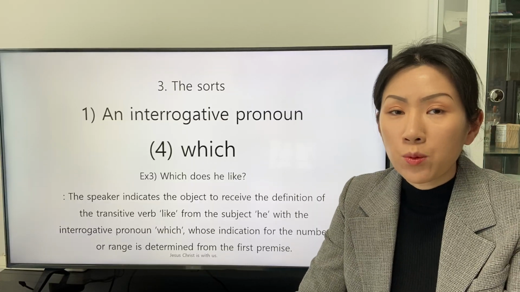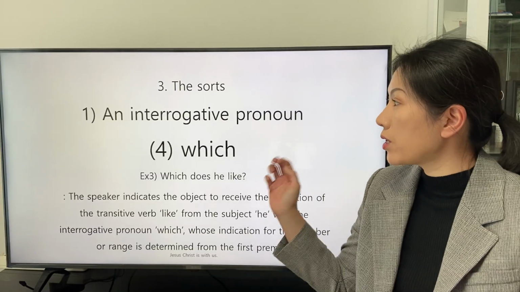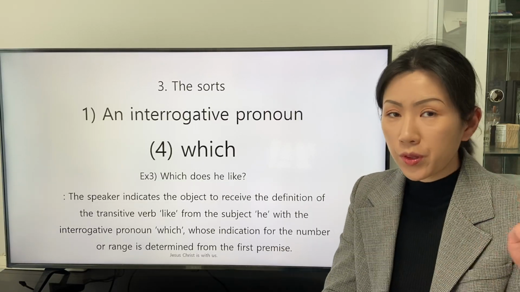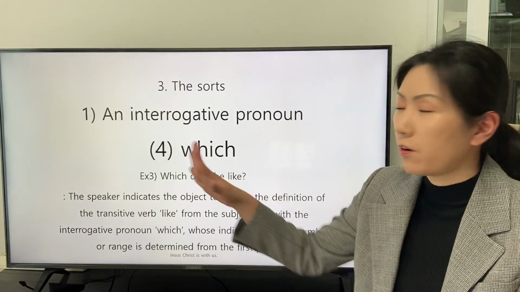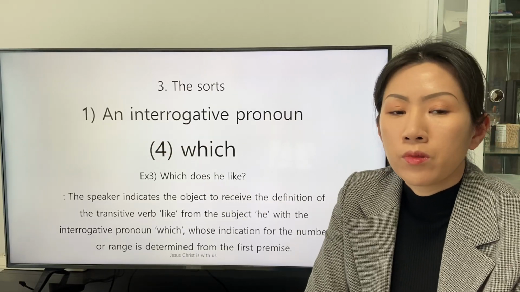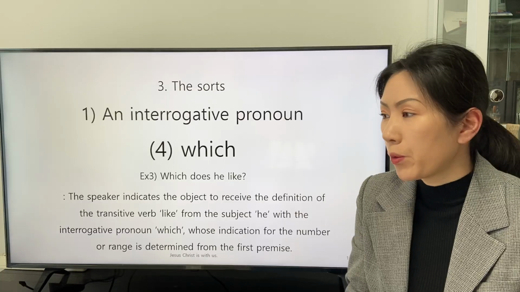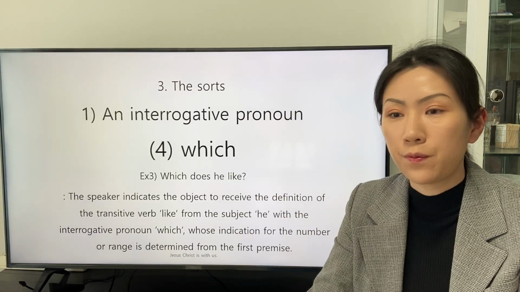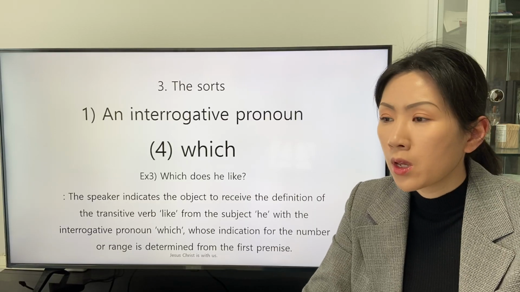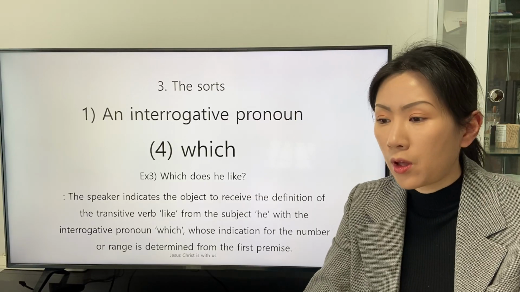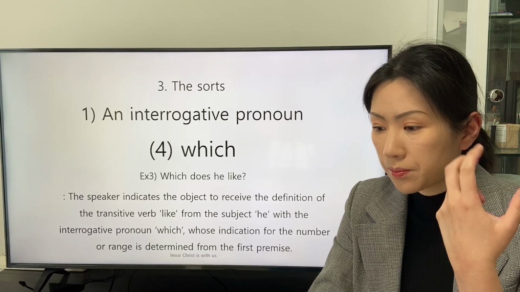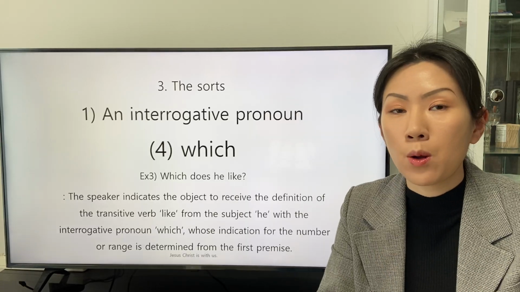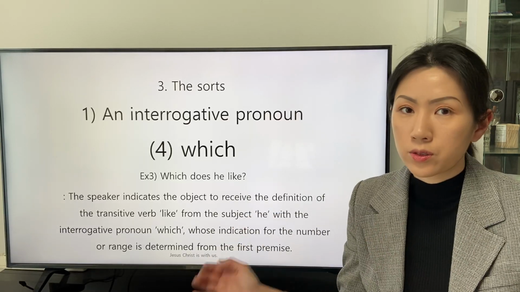Today we will continue to study the interrogative pronoun which, the first sort of the interrogative pronoun. Before we start to study the third example of the interrogative pronoun which, we will check the two premises for applying the interrogative pronoun which in an interrogative clause.